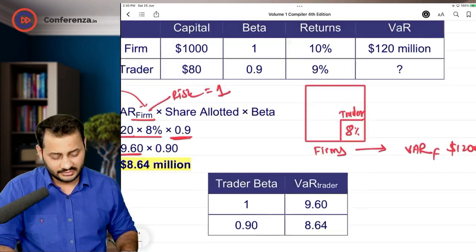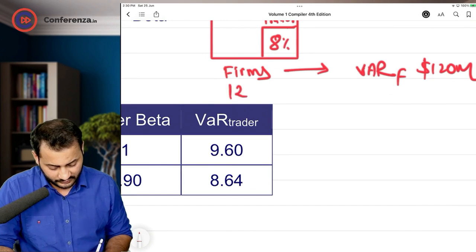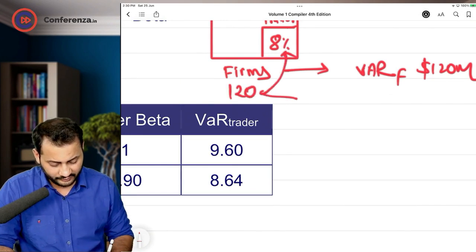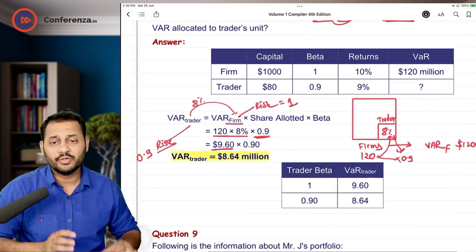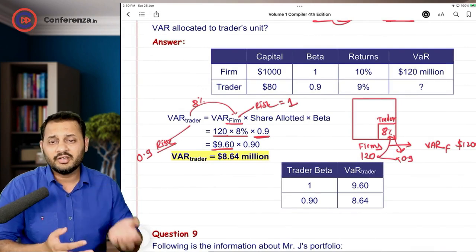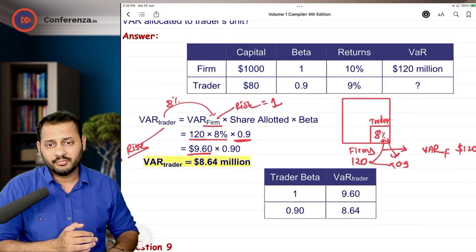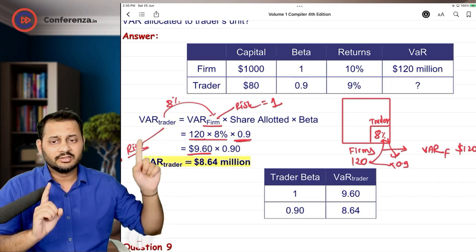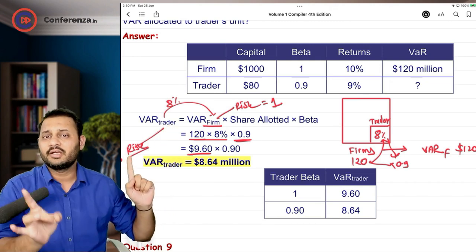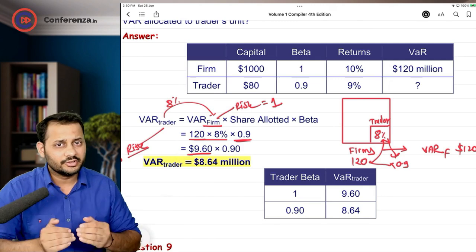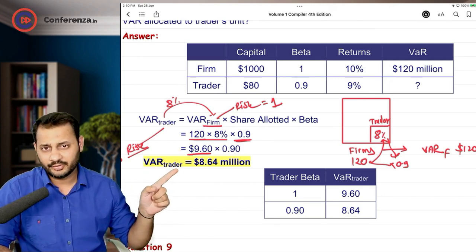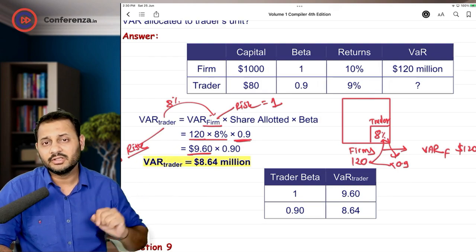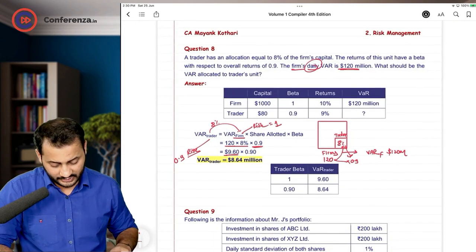It is just like that. This is 120. You calculated 8% of it and then multiplied it with the beta in order to arrive at the final answer. Why are we multiplying it with the beta? Because we want to incorporate a different risk for trader, because the risk of the firm was 1 and the risk of the trader is 0.9. So reduced risk means reduced loss. That's why from 9.60 it has come down to 8.64, because we multiplied it with 0.9. So this is all about question number 8.